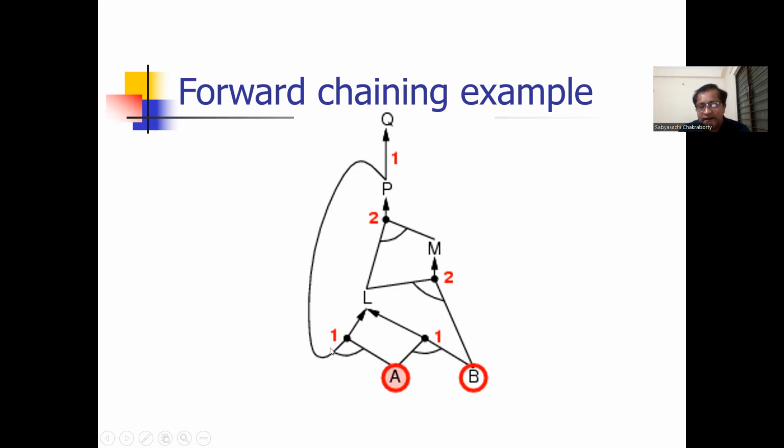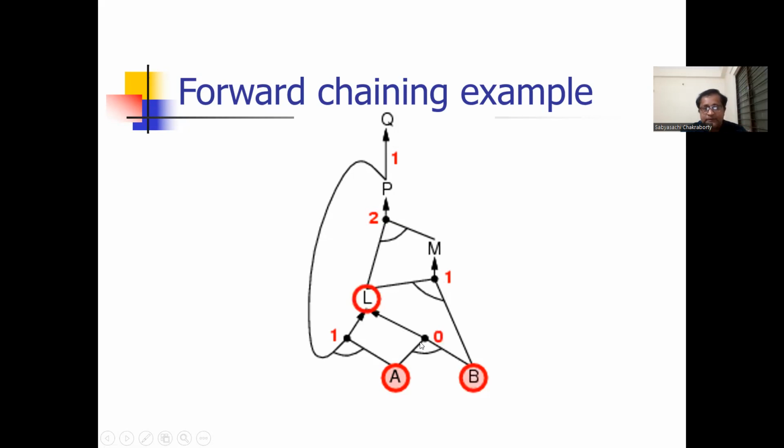Similarly, we have P intersection A is implying L. We know A is true. So P will solely imply L. So P is the only literal in the left side now. So it reduced to 1. So L is solely determined by B.